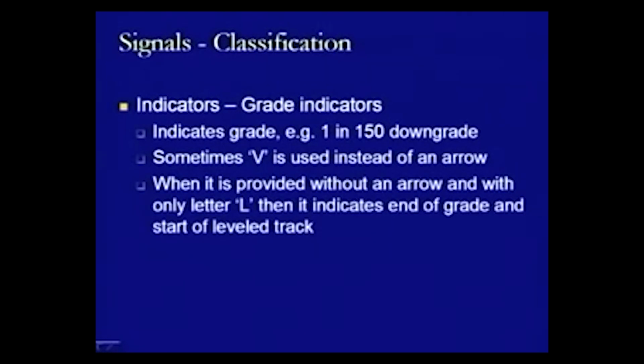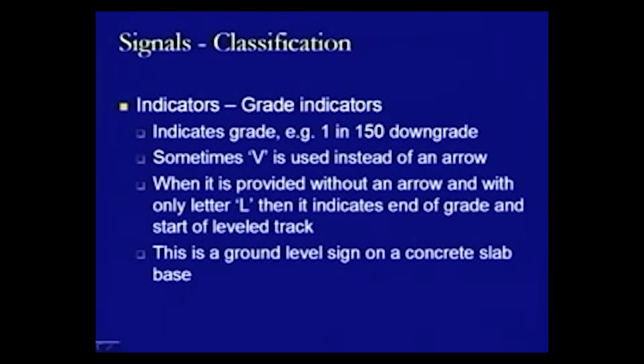When it is provided without an arrow and with only the letter L, then it indicates the end of the grade and the start of the leveled track. So, this is how the indication of the completion of the grade is given to the driver, otherwise the driver will not know at what time the grade is completed and they are moving on the level track. And this is a ground level sign on a concrete slab base. It is not a big sign provided on a high post, it is provided at ground level.